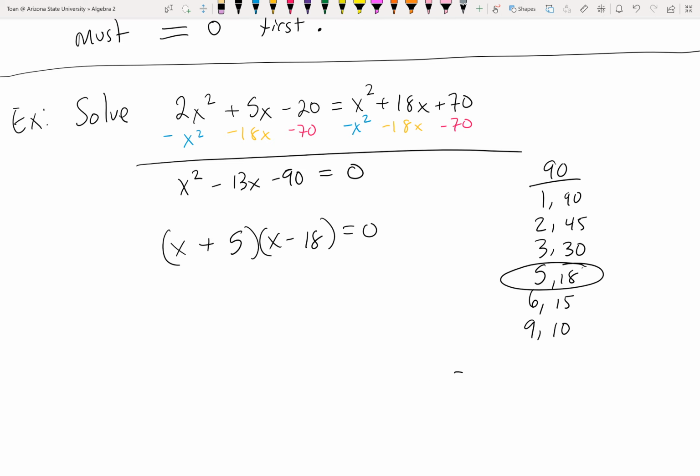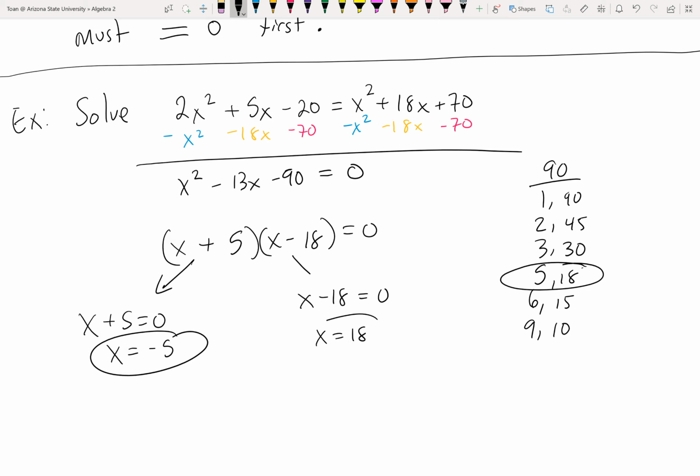So if the instruction said factor, this would be my answer. You just leave it as that. But since the instruction said solve, we're going to go ahead and do one extra step, the zero product property, and set each piece equal to 0. So now it should be easy, super duper easy to solve. X equals negative 5 and x equals 18. That is what I would submit for full credit.